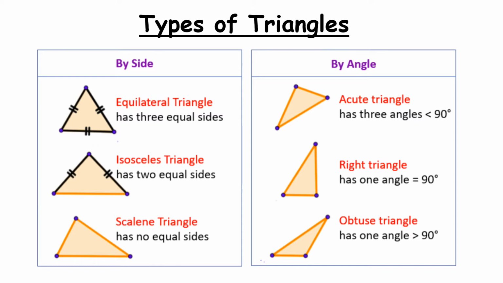We could then think of the types of triangles based on their angles. So an acute triangle, all 3 angles are less than 90 degrees. A right angle triangle has one 90-degree angle, and an obtuse triangle has one angle that is greater than 90 degrees.